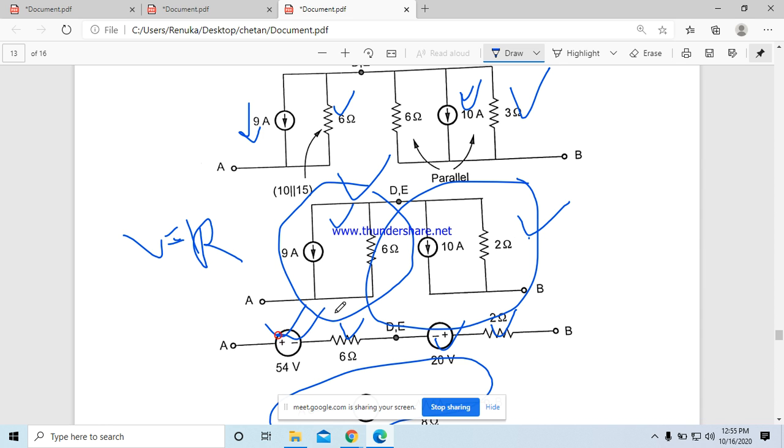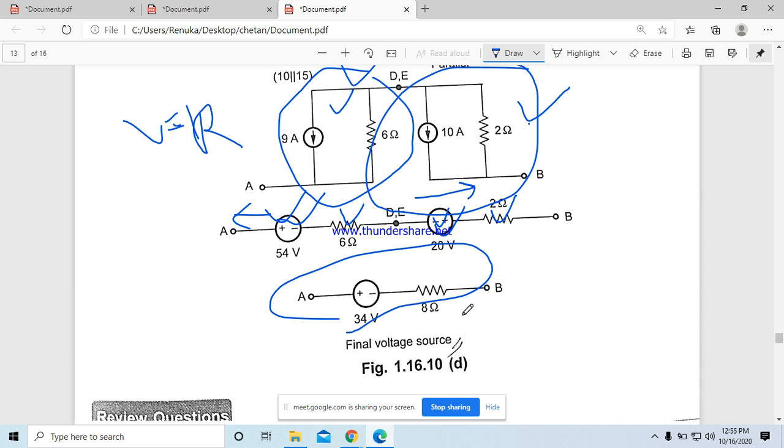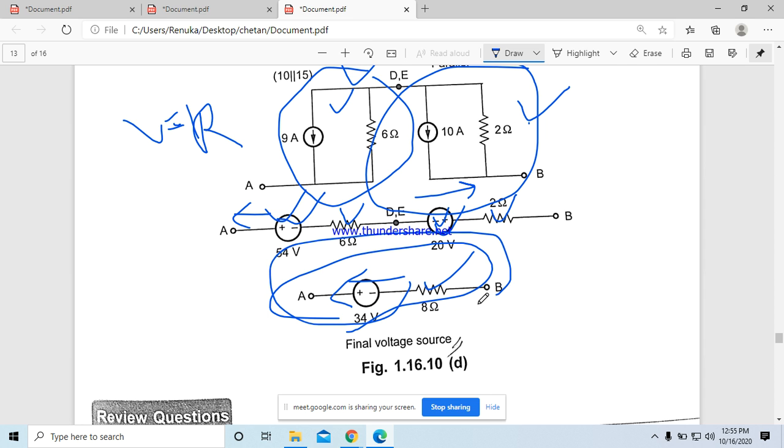Next, these two are in series, right? Add these two. 54 added with 20, but these two are in opposite directions, right? This is in one direction, plus will be here. This is in the other direction. Subtract these two, you will get 34. Add these two resistors, you will get 8 ohm. This is the equivalent circuit setup.